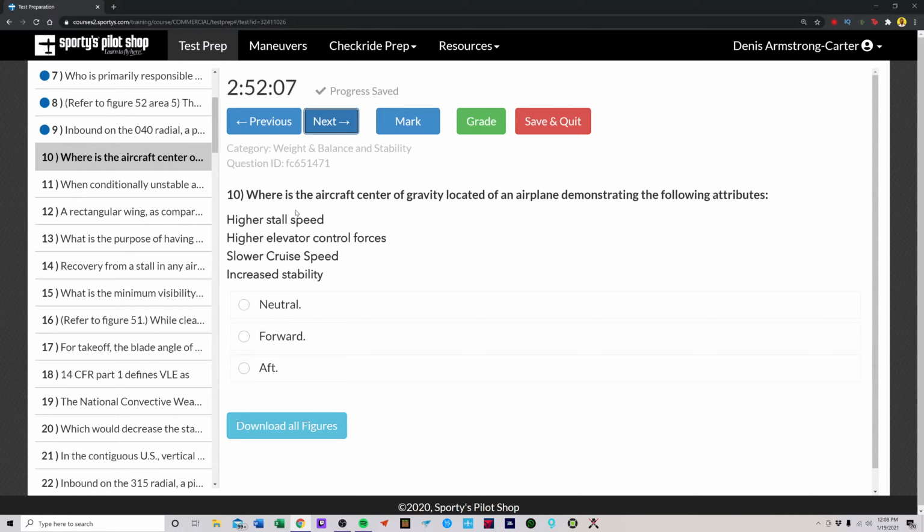Where is the aircraft center of gravity located if an airplane demonstrates the following attributes? High stall speed, higher elevator control surface, lowest cruise speed, increased stability. Alright, so high stall speed, so the stall speed is really high. So you could stall it at 150 knots, let's say. Higher elevator control surface. Alright, slowest cruise speed. I would say it's really far forward. Wait, but it's increased stability. Yeah, it's forward.